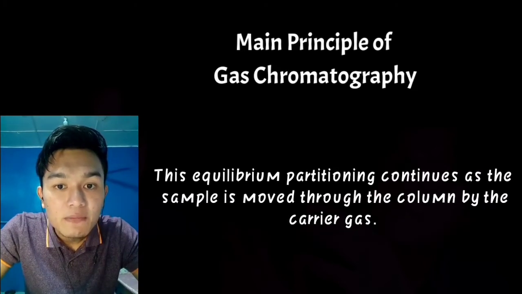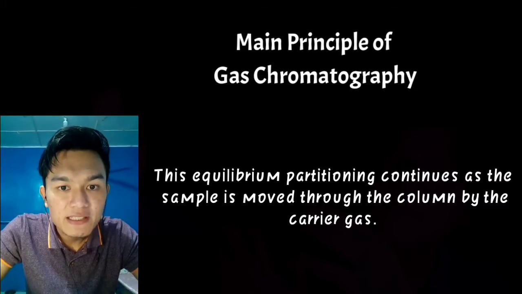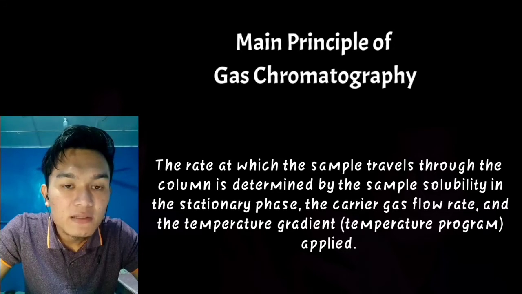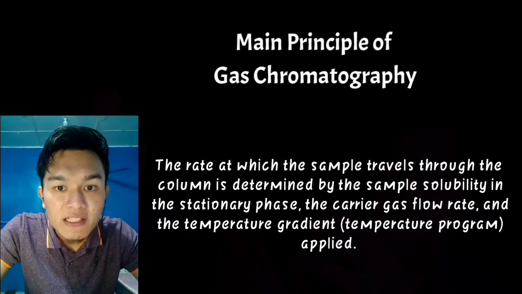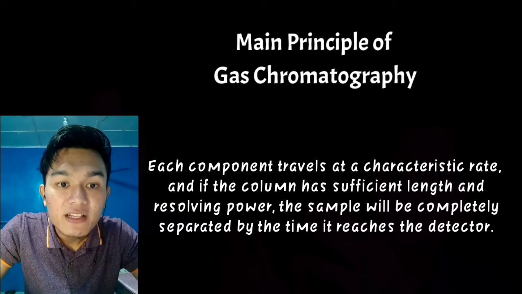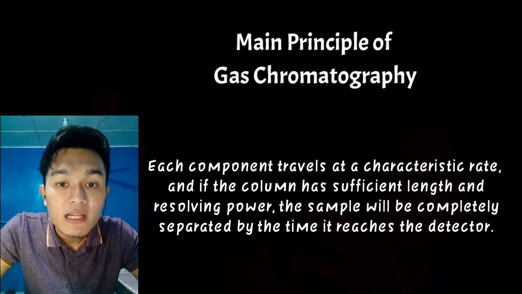This equilibrium partitioning continues as the sample is moved through the column by the carrier gas. The rate at which this sample travels through the column is determined by the sample's solubility in the stationary phase, the carrier gas flow rate, and the temperature gradient applied. Each component travels at a characteristic rate, and if the column has sufficient length and resolving power, the sample will be completely separated by the time it reaches the detector.